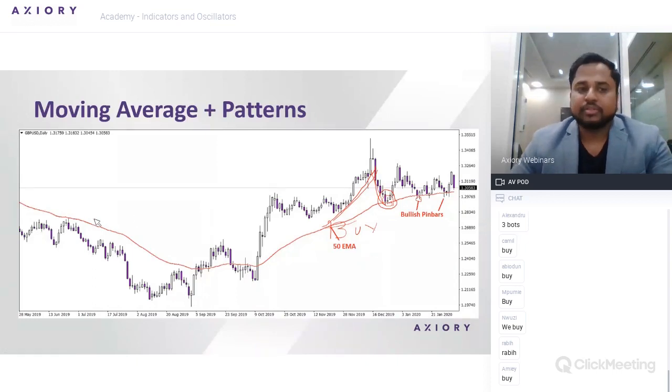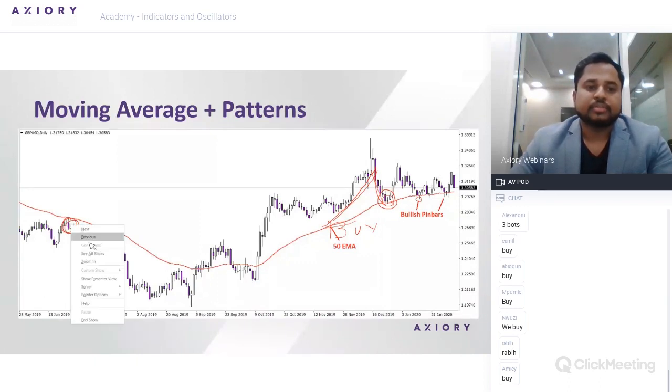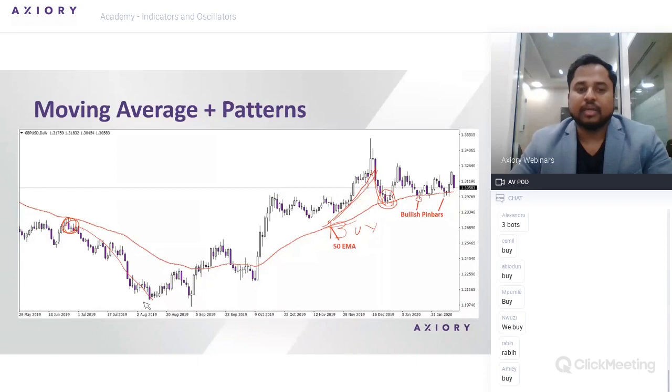Same as you see here. The price touches the moving average, then the price comes down nicely. Then it reaches a double bottom, right? A double bottom. See here, first bottom and second bottom. There you got a bullish pin bar. Price went up.